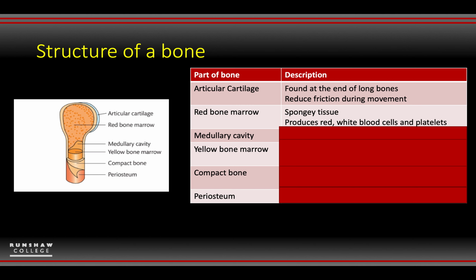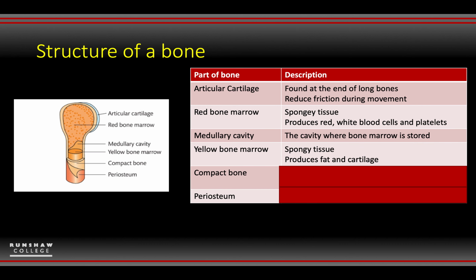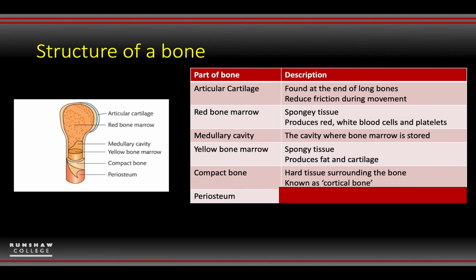Your red bone marrow, which is more inside the bone, is a spongy tissue, and this helps to produce red blood cells and white blood cells and platelets. And then in here you've got a medullary cavity, and this simply holds the yellow bone marrow, which is a spongy tissue and helps to produce fat cells and cartilage. Surrounding that is a compact bone around the outer layer, which is also known as cortical bone, but you can call it compact bone. And then to protect that you've got periosteum, which is a tough outer layer.